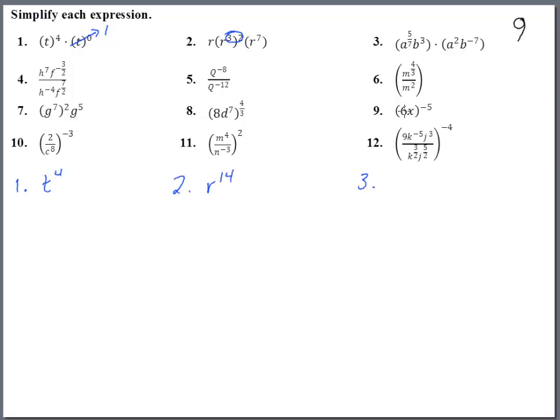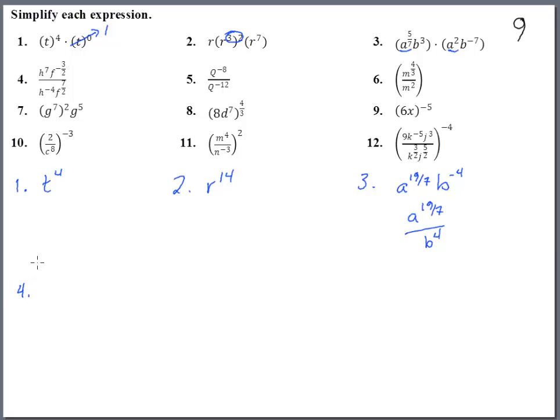Number 3, a to the 5/7 b to the 3rd times a squared b to the -7. So the a to the 5/7 and a squared multiplying, we add exponents, so we have 5/7 plus 2. 2 is 14/7, so this is going to be a to the 19/7, and b cubed b to the -7th. We're multiplying, so that adds them. 3 plus a -7 is a -4. Means we're going to have a to the 19/7 over b to the 4th. Negative exponent puts it down on the bottom.